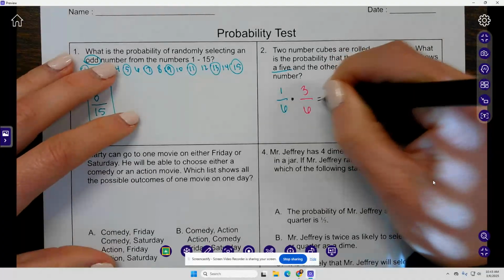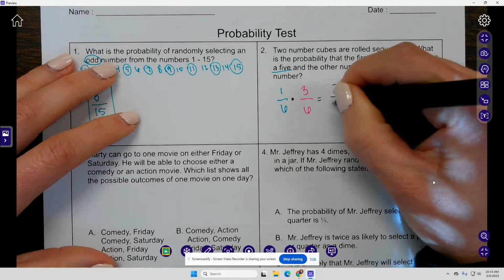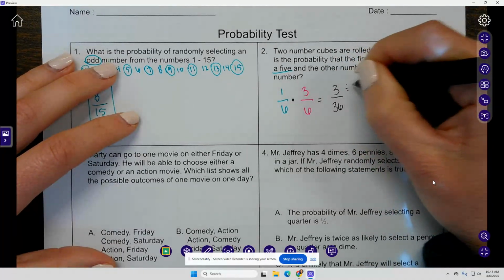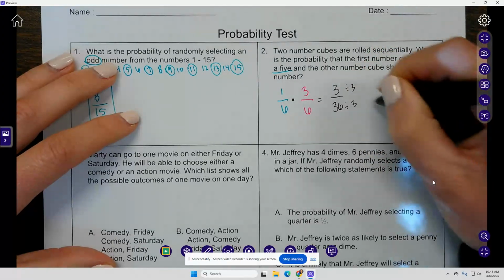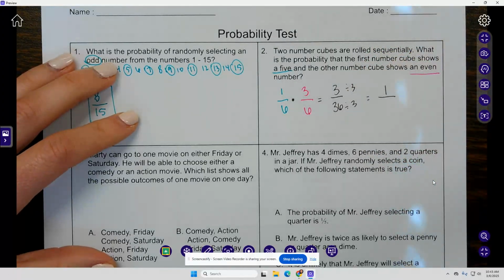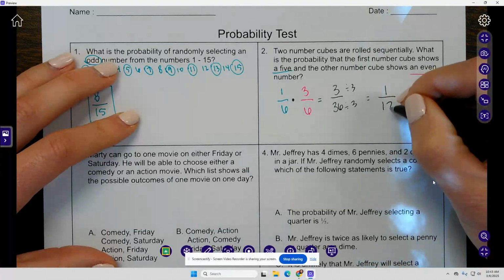Multiply across, that's 3 over 36. That can be simplified. 3 divided by 3 equals 1, and 36 divided by 3 equals 12.